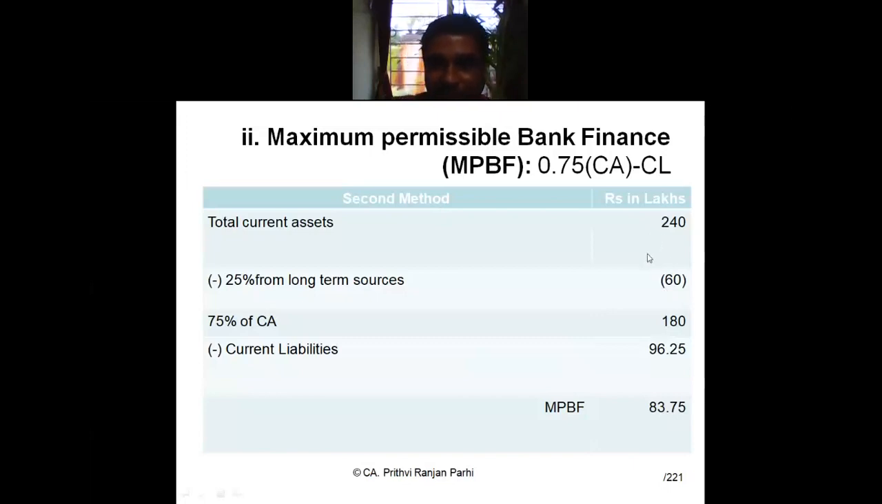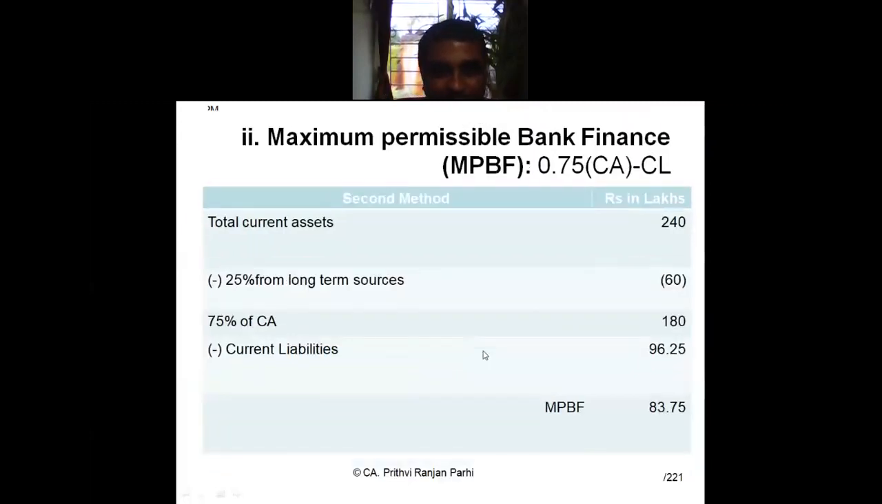You have understood it differently. In your question, you have asked, you see, 64 you have taken. Why 64? It should be 60. You have written it here, that may not be. 64, it should be 60. So what the study material has done, it has done correctly. 240 minus 60, it comes to 180. Or directly I can take 75% of the current asset, 180.